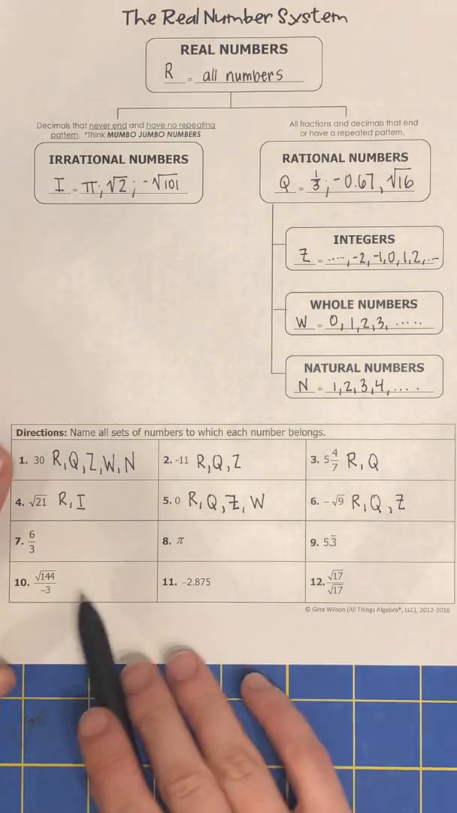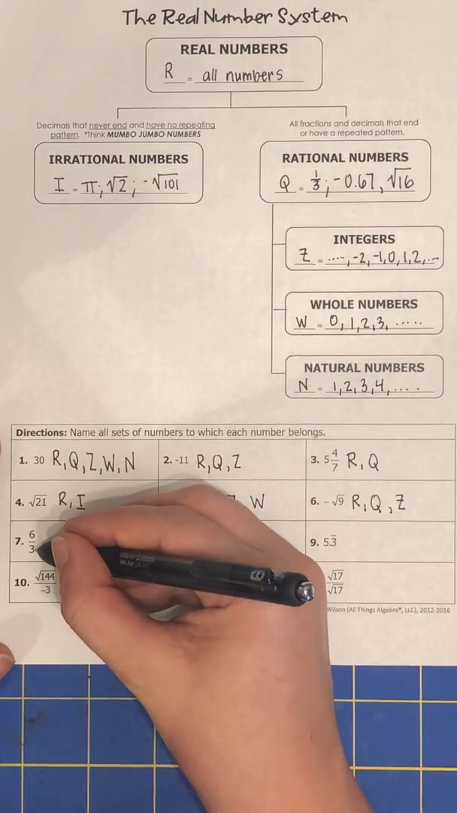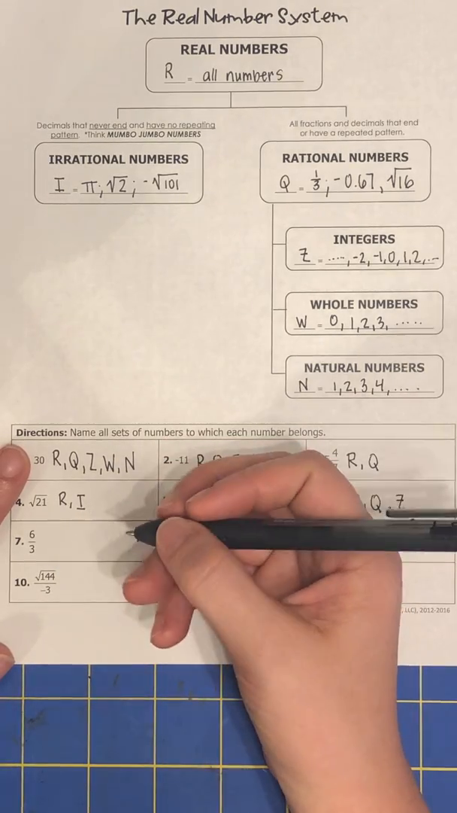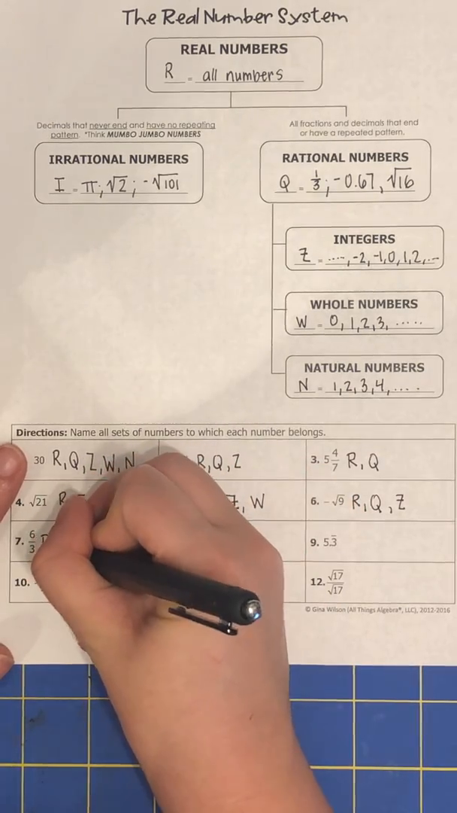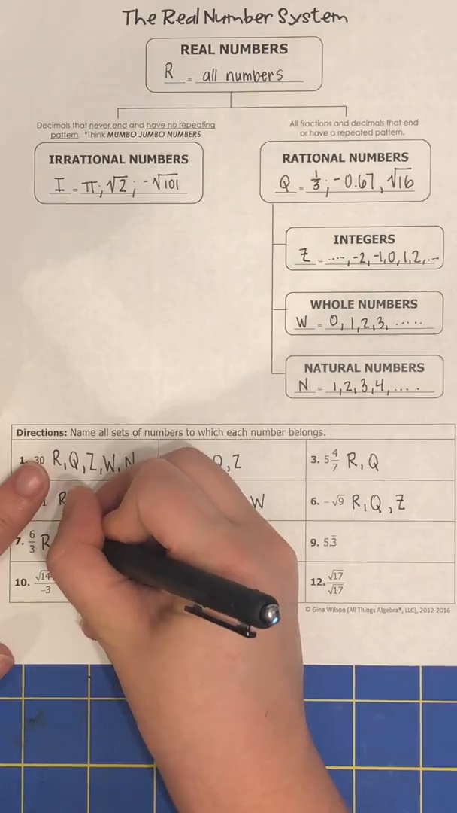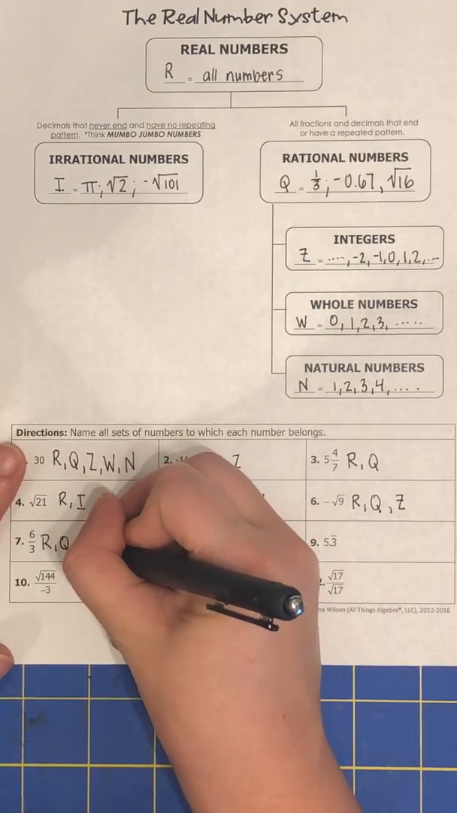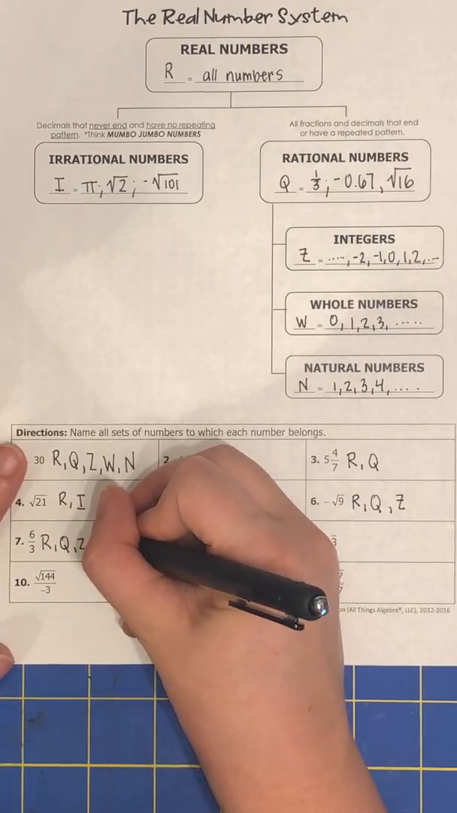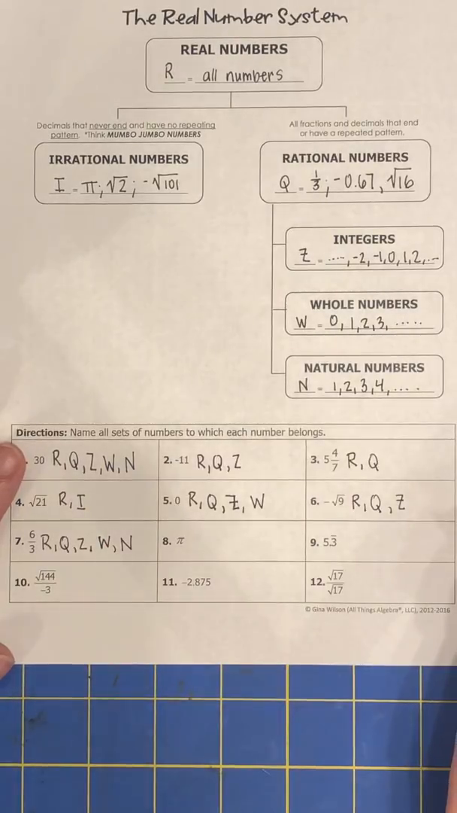All right, welcome back. Let's go over these 6 problems here. So 6/3, if I simplify that fraction, 6/3 is really equal to 2. So this is a real number. It is also a rational number. 2 is an integer. 2 is a whole number. And 2 is a natural number. So it qualifies in all 5 categories.